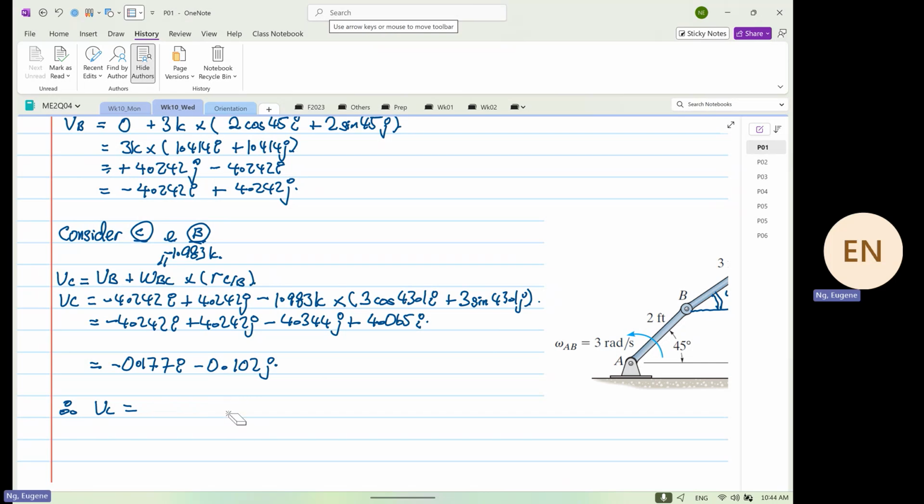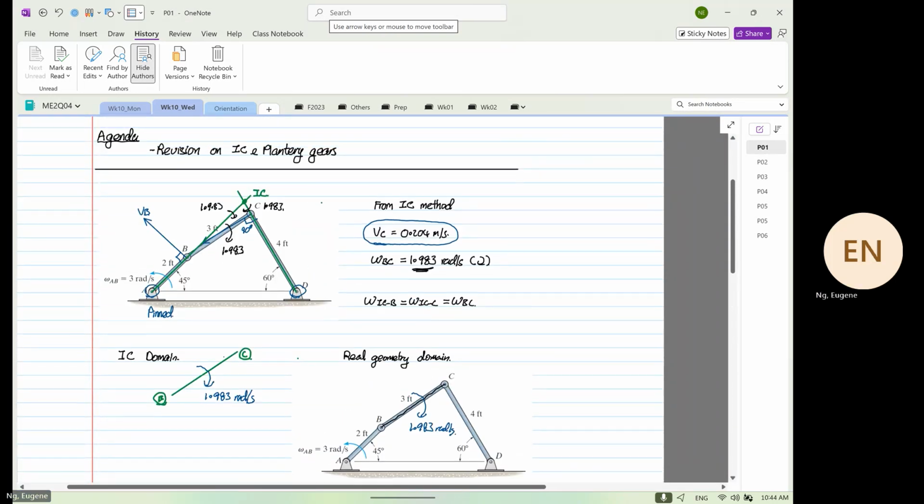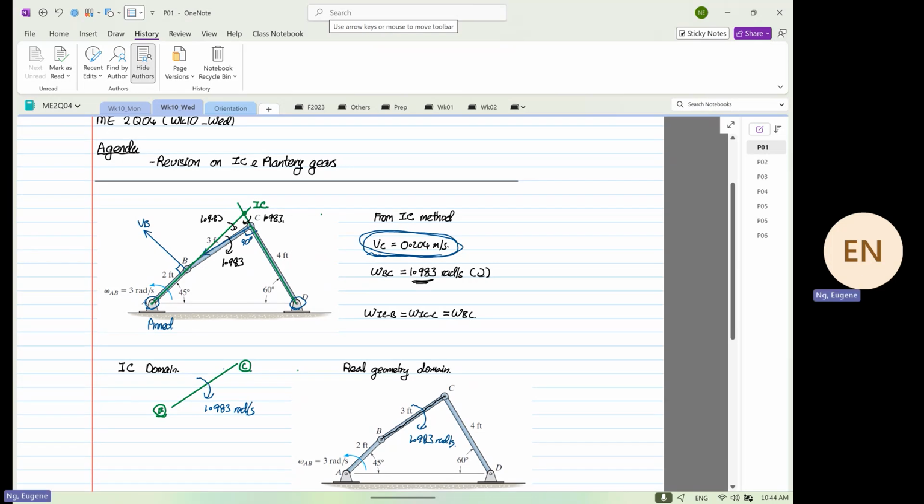Therefore VC is equal to 0.177 squared plus 0.102 squared, the whole thing square rooted, which is 0.204. Oh, not meters per second, come on. Have you seen this number before? Yes or no? The number is over here. This is important.